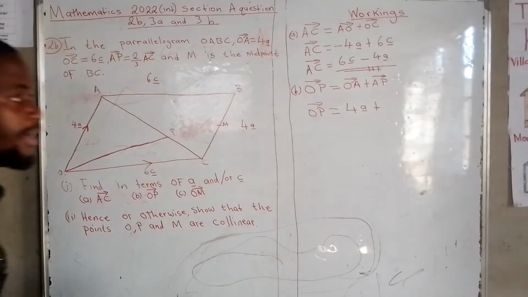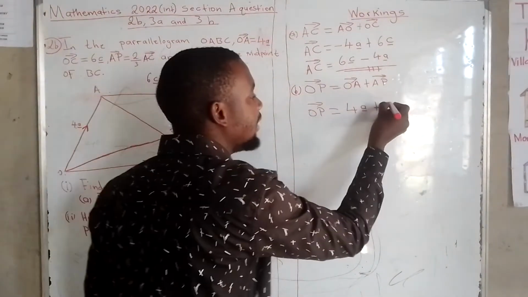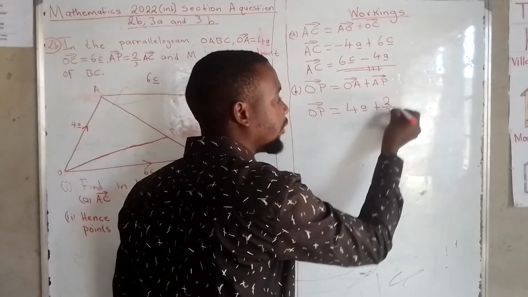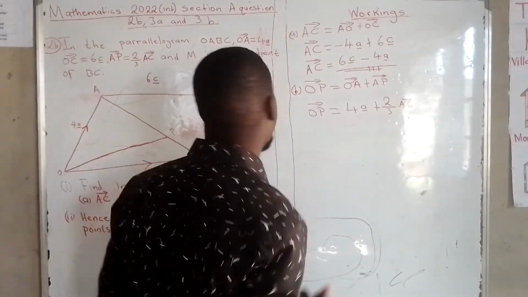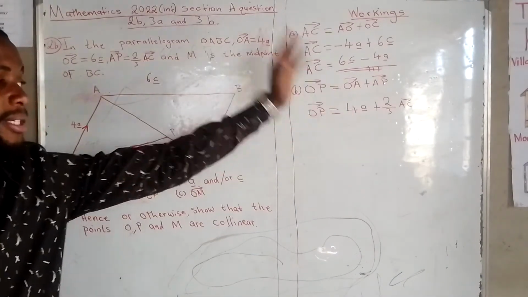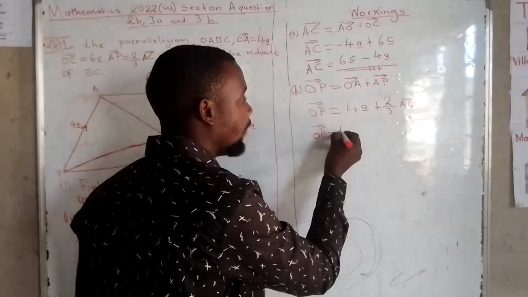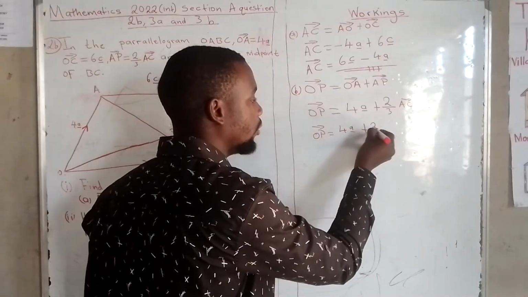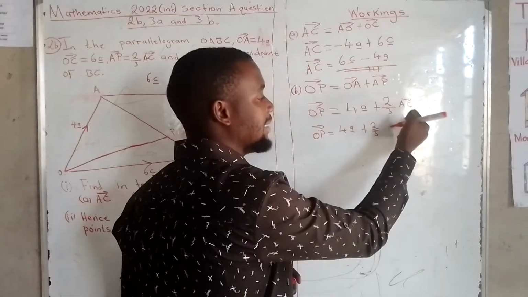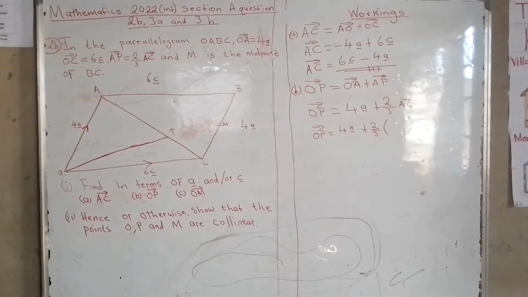So we are going to say AP is equal to 2 over 3 of AC. And mind you, we already have AC. In the previous question, we found AC. So we just simplify that by saying OP is equal to 4 vector A plus 2 over 3, then what is AC? You open brackets. When you're replacing letters by their value in mathematics, make sure that you introduce brackets. That will help you because we're talking about multiplication.